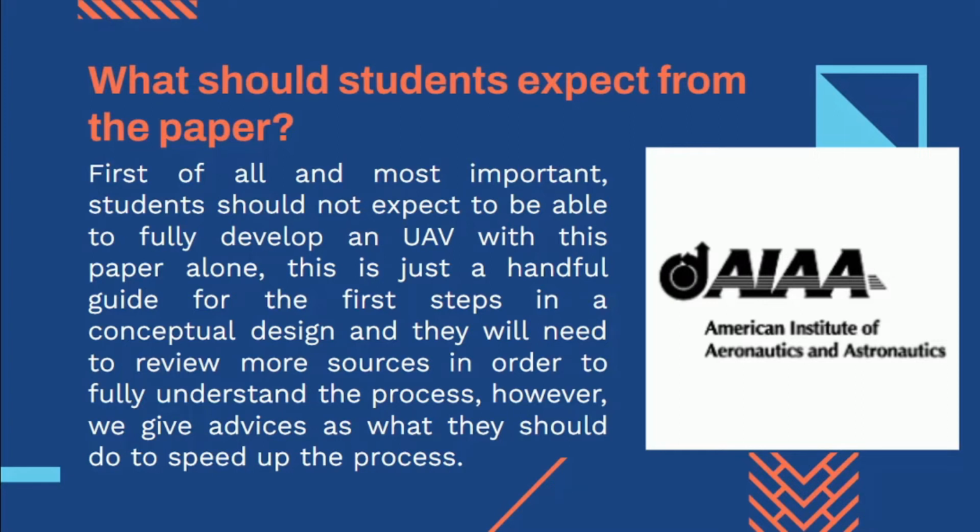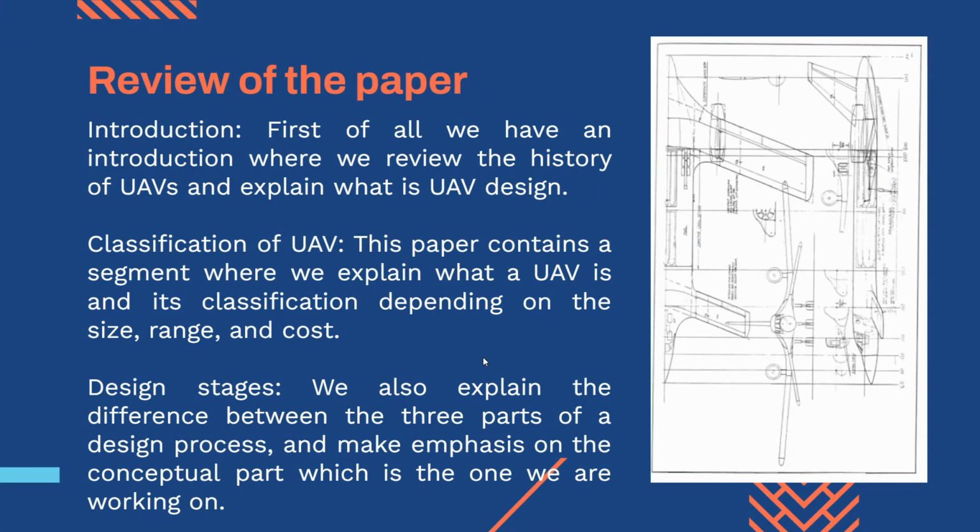However, we give advice on what they should do to speed up the process, and they can take this as a first view of what a UAV process should look like. So the first thing our paper will explain is the introduction, in which we give a little review of the history of UAVs and explain what UAV design itself is. Then we proceed to give a classification of UAVs. We give deep information about the classification. This classification can depend on the size, the range, the cost, etc.